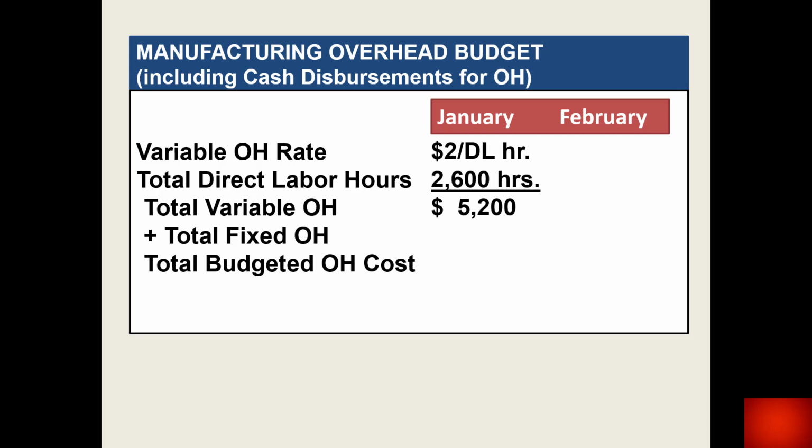Now, if this had said $2 per unit, we would multiply by number of units. If it had said $2 per direct labor dollar, we would multiply by total direct labor dollars. Companies will apply overhead based on various activities. The fixed overhead will be added next. Well, let's look at February. $2 per direct labor hour times 2,850 hours from the direct labor budget says total variable overhead will be $5,700 during the month of February.